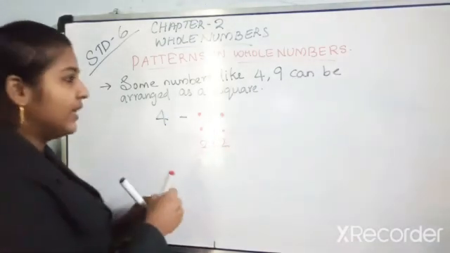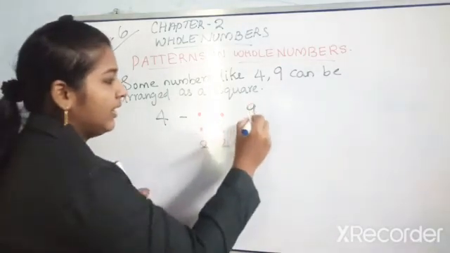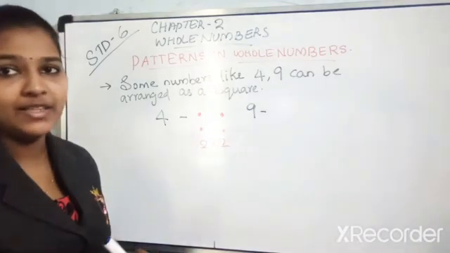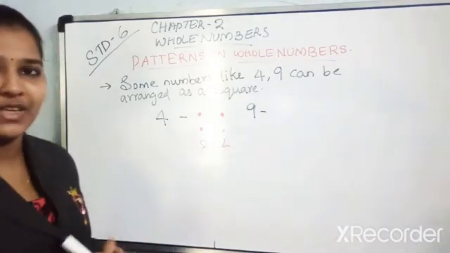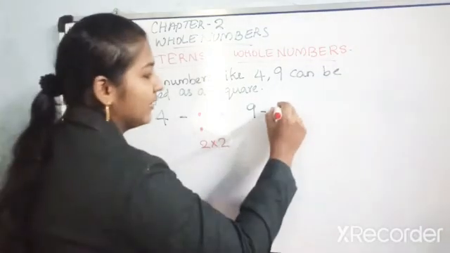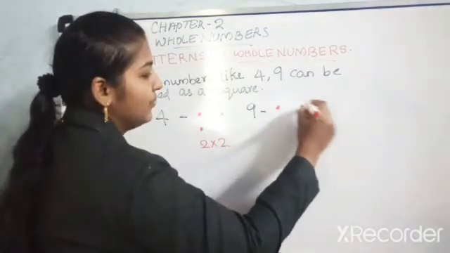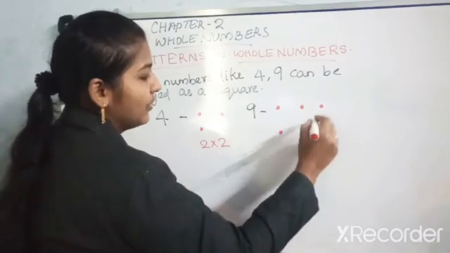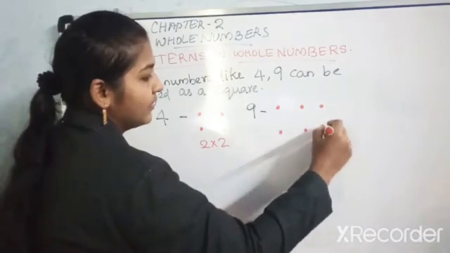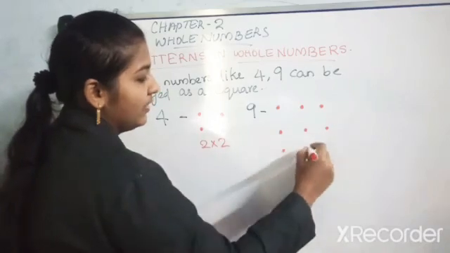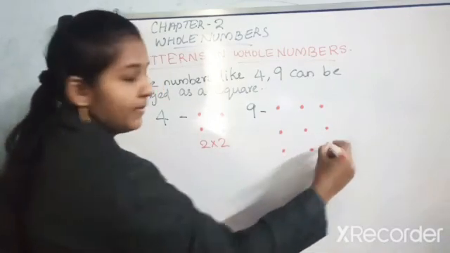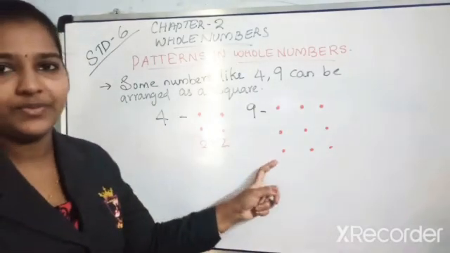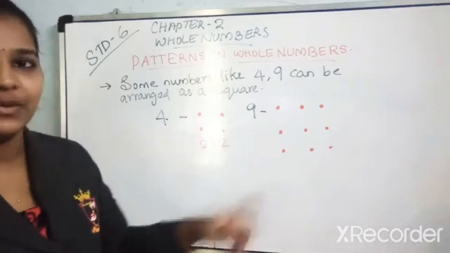So next is 9. The number 9 we can arrange as 3 into 3, isn't it? So 3 rows and 3 columns we can draw for 9 like this. 1, 2, 3, 4, 5, 6, 7, 8, 9. Now 9 looks like a square.